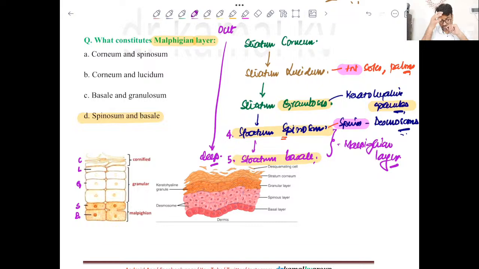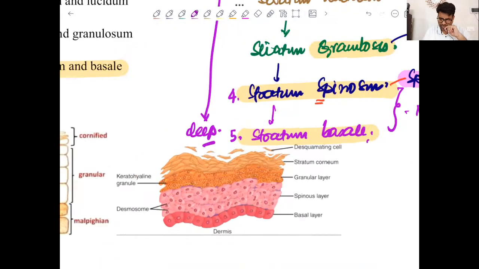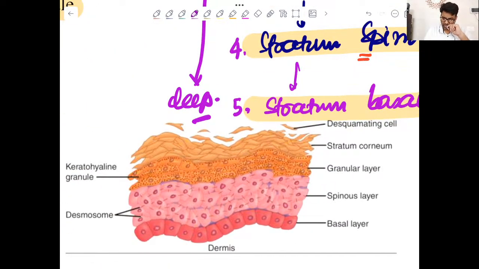So these are the 5 layers, and spinosum is so called because the cells are connected by desmosomes. If I try to show you in the image, you can see these are the keratinocytes, and these keratinocytes are joined by desmosomes. These desmosomes give a spine-like appearance, and therefore this particular layer is known as stratum spinosum.